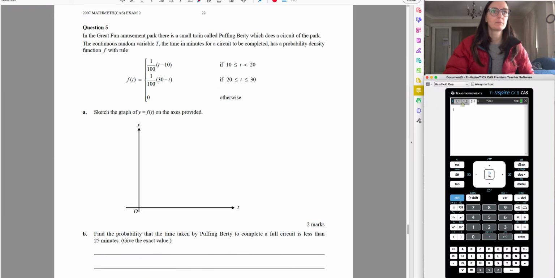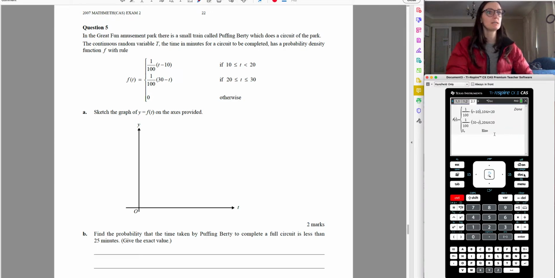Okay, so first step, I'm going to plug that into my calculator. f of t equals, let's bring in 3 things, and we have 1 on 100 times t minus 10 when t is between 0 and 20, then 1 on 100 times 30 minus t, and that's when we've got 20 to 30, and then 0 else. Done.